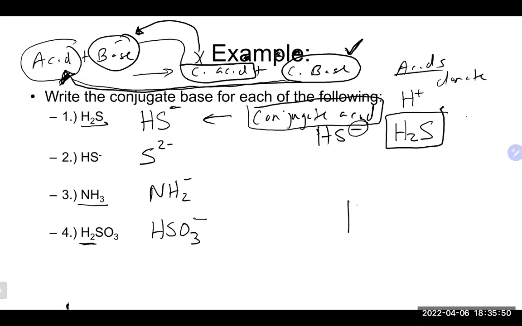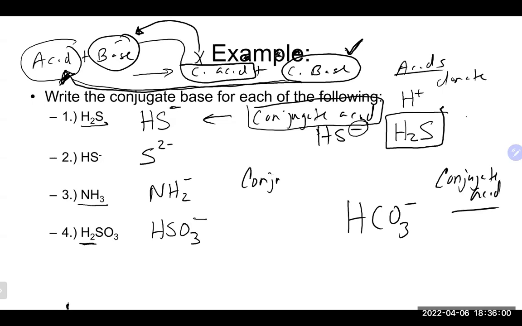So why don't we try HCO3 minus? Why don't you write the conjugate acid? Why don't you also write the conjugate base for this guy? So starting with this guy in both situations, what would be the conjugate acid to the right? What would be the conjugate base to the left there? Okay, let's take a look.